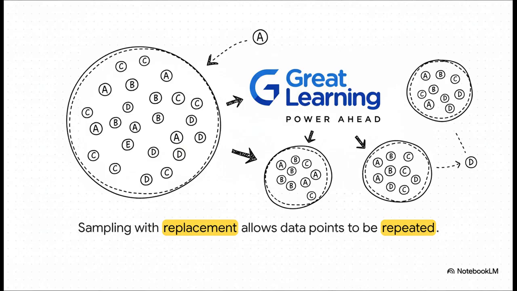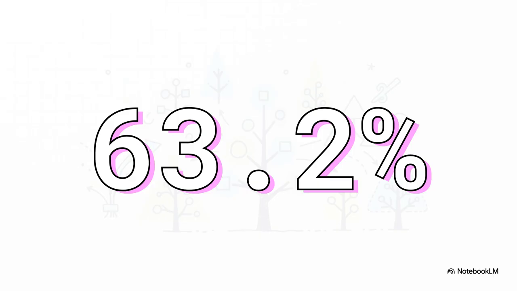Each one is a little bit different. Okay, get this. This is a pretty wild stat. When you do this whole sampling with replacement thing, on average, any one of your new data sets will only have about 63.2% of the original unique data points. The rest, they're all duplicates. It's this little mathematical quirk that's absolutely key to making sure our models are different from each other.